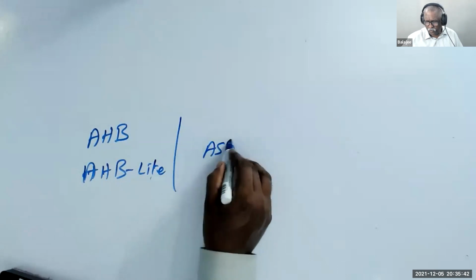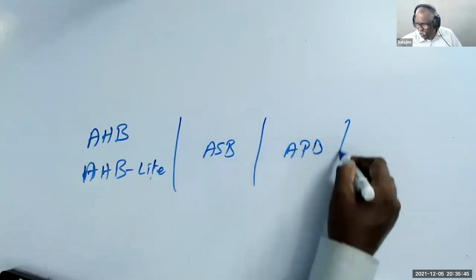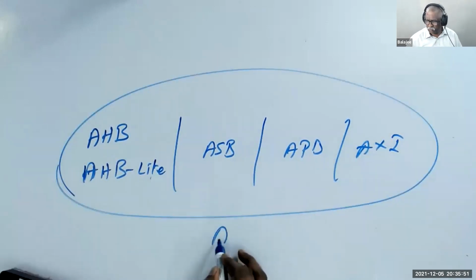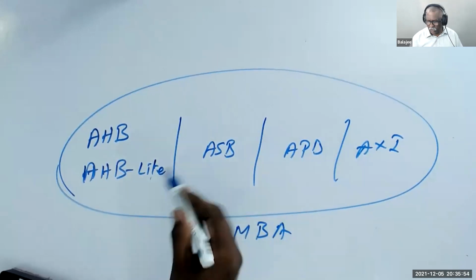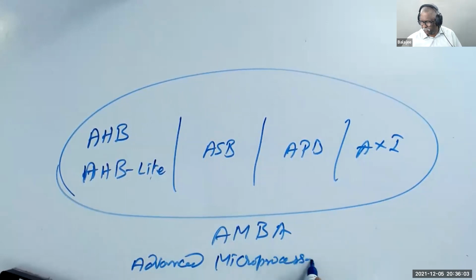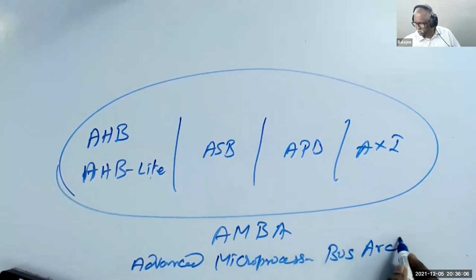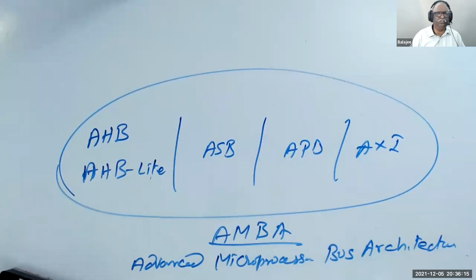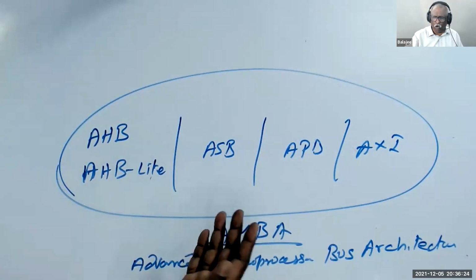Or ASB, or APB, or AXI. All of them are called AMBA. All of them are called Advanced Microprocessor Bus. So AMBA is not a single bus. Each bus provides you more details. When we start doing the ARM, I'll try to put all the signals that are there.